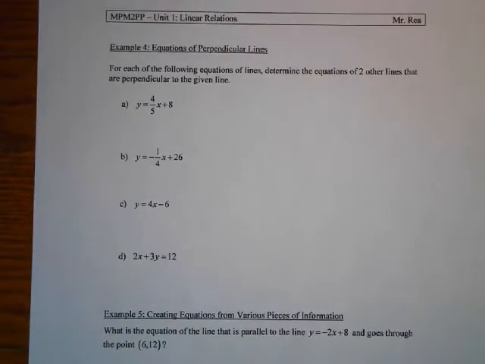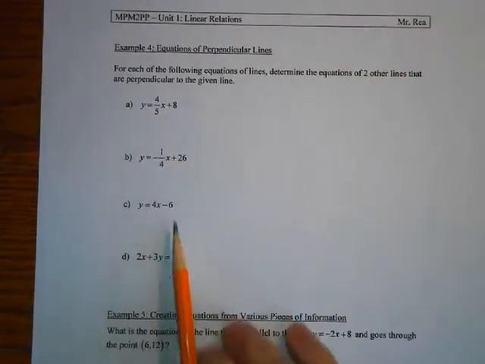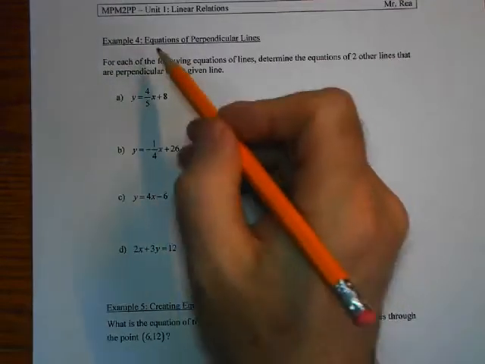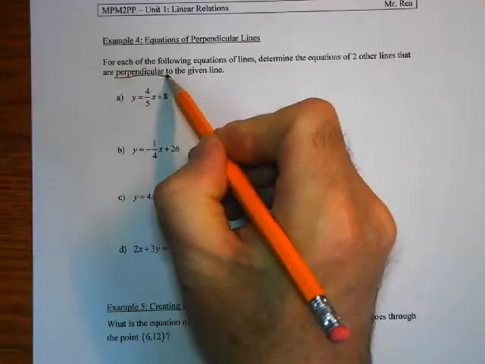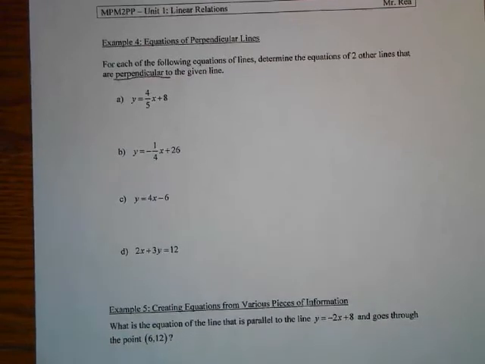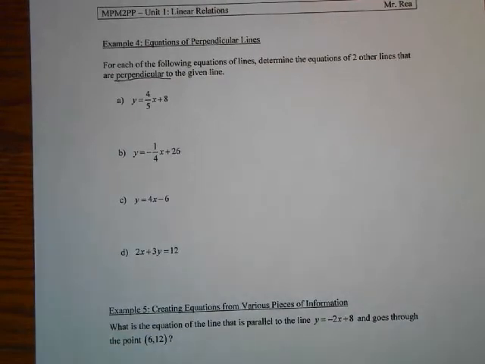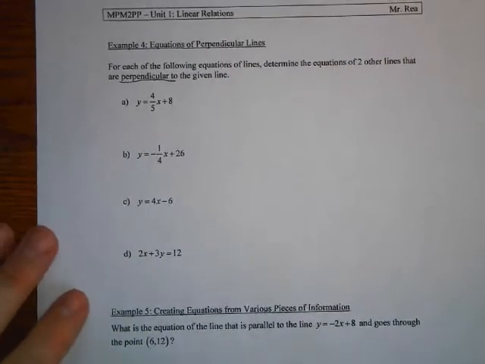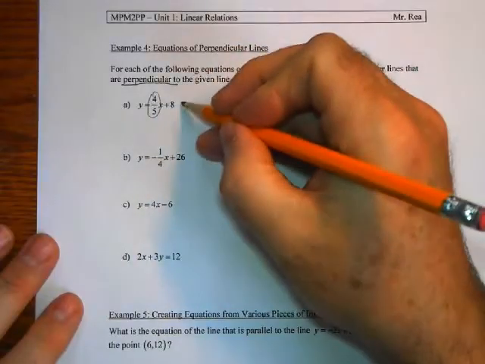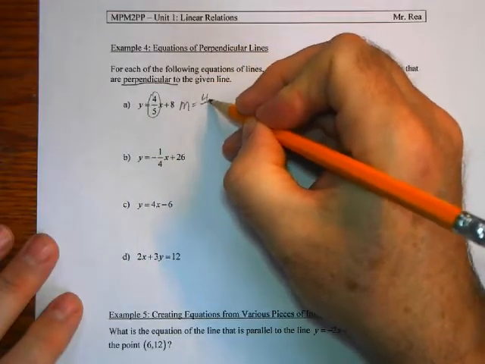Same idea, but this time for each of these equations of lines, we want to create equations of two other lines that are perpendicular. Okay, so let's look at the first line. We've got y equals 4/5 x plus 8. Okay, so the first thing I'm going to do is I can see the slope is 4/5.